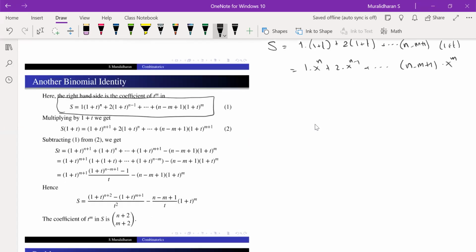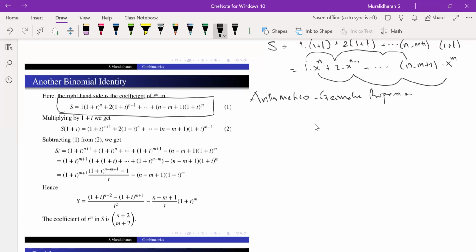In the last case, we had a very simple way to simplify this. Here, this is what is called an arithmetico-geometric progression. I don't know how many of you have encountered this. This is a combination of two progressions. The coefficients are all arithmetic progressions. The powers are all geometric progressions. So how do I sum this up? Okay, so this is my S.